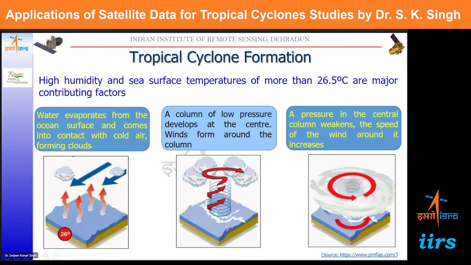So if a column of low pressure develops at the center, wind comes in from around the column. As moisture continuously goes up, a low pressure column forms, and wind starts rotating around it. If this continues, the wind keeps increasing. This is the formation stage of the tropical cyclone.